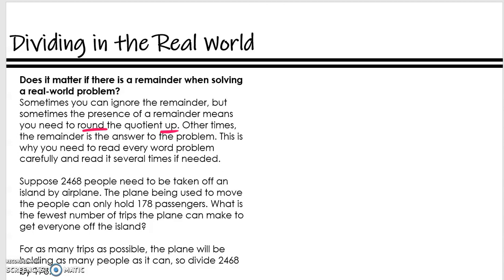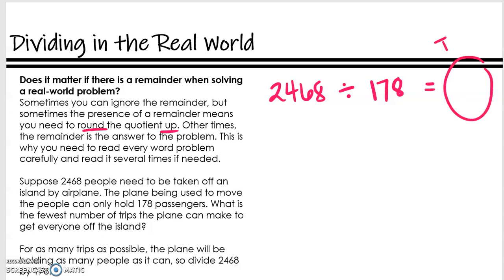So think about this. Suppose 2,468 people needed to be taken off an island by airplane. The plane being used to move the people can only hold 178 passengers. That means we have to take the number of people, and we're putting them in groups of 178 to decide how many trips I'm going to have to take. Okay, so the number of trips will be decided once I figure that out.